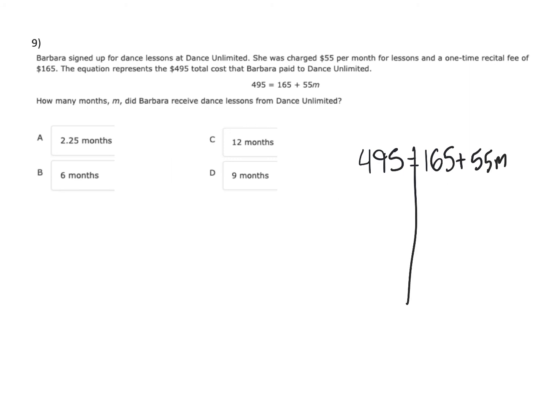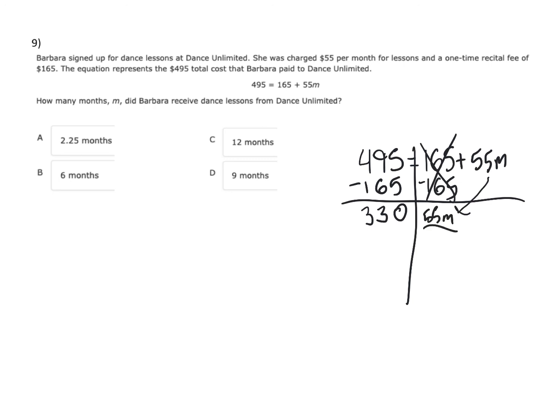First, I start off by drawing my line. Then I'm going to do the opposite of positive 165, so that's minus 165. What I do to one side, I do to the other. So we cancel out over here. 5 minus 5 is 0. 9 minus 6 is 3. 4 minus 1 is 3. I'm going to bring down that 55M. Now I need to do the opposite of 55 times M, which is divided by 55. So those cancel. 330 divided by 55.